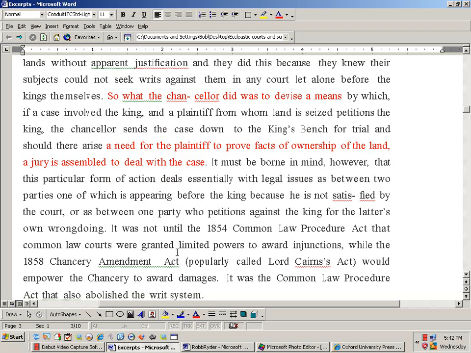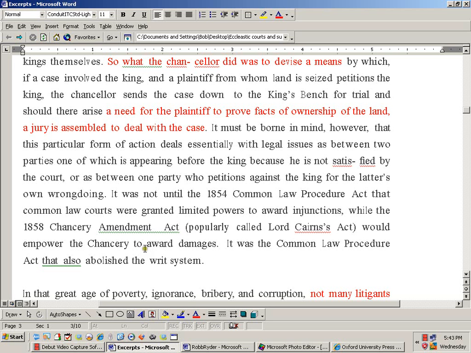Okay, not satisfied. It was not until the Common Law Procedures Act that limited powers to award injunctions were granted, while the 1858 Chancery Amendment would empower the chancery to award damages, because damages normally go with common law, and in equity you're not necessarily looking for money, right? You're looking for specific performance. I don't want the money, I want the damn title to the property, right? I want my land.